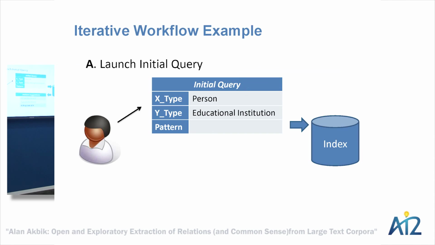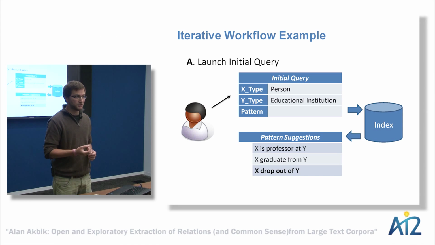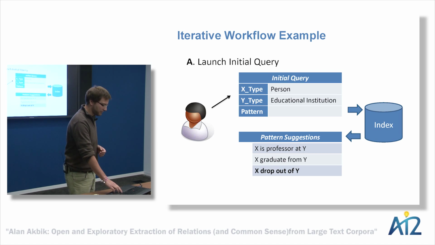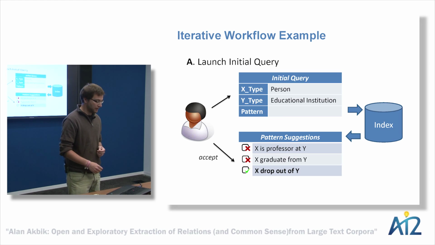This goes against the data, and a bunch of suggestions come back, such as X is a professor at Y, X graduated from Y, X dropped out of Y. I go through these suggestions, and one of them is actually interesting to me. I'm interested in drop out for some reason. So what I do is I affirm this pattern, and I just don't want the other ones.